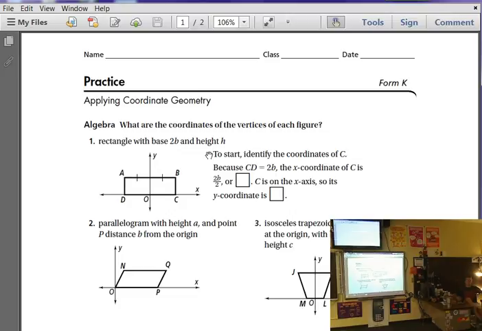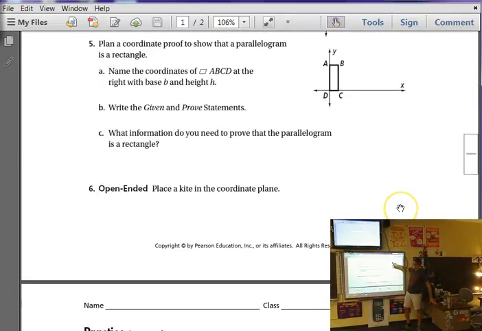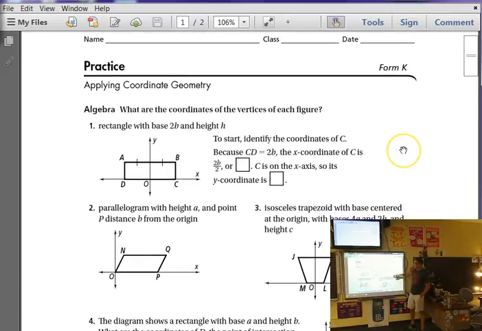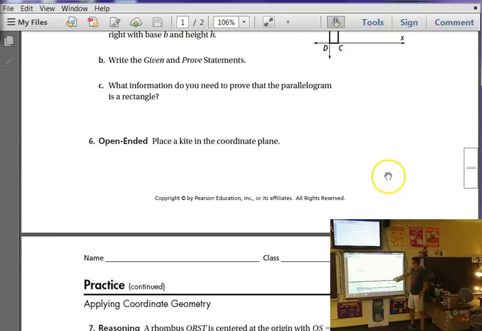Ooh, coordinate geometry. I'm not surprised because this was the day that I wasn't here. I'll just cycle around the room. Michelle. 6. So somebody asked Mr. Hall about this, and we were discussing it. If we were going to talk about placing a kite in the coordinate plane, this is just asking what would be the best way to do this? So what are the coordinates of the vertices in each figure? If you were to place this on the coordinate plane, what do you think your strategy would be for making this easy?